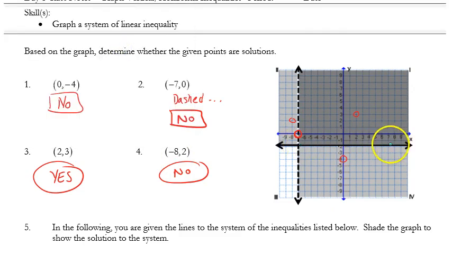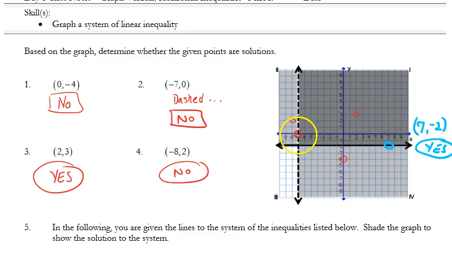What if we had a point, say, (7, -2)? Well, (7, -2) is similar to (-7, 0), being that it's on the line, but it's on the shaded area on a solid line. That's a yes.